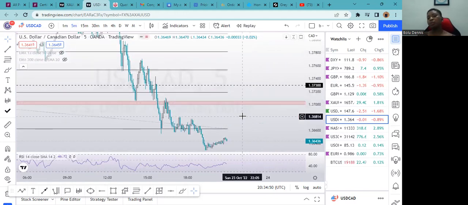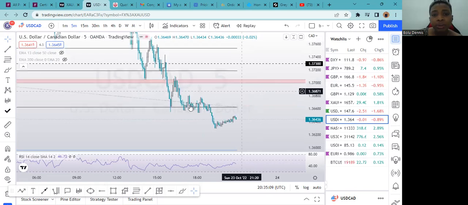But I do like to make my students start getting acquainted with 5 minutes because I use it. So if it's your jam, it's fast and it can give a lot of fake outs if you don't know it. So yeah, that's it with USD CAD. We'll keep dropping down.